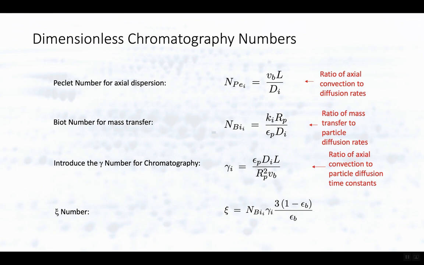And then we have the chi number. The chi number is basically a combination of the Biot number and the gamma number, so it's not really a number in and of itself. However, we have to adapt that for the bed porosity, which is what this add-on term is.